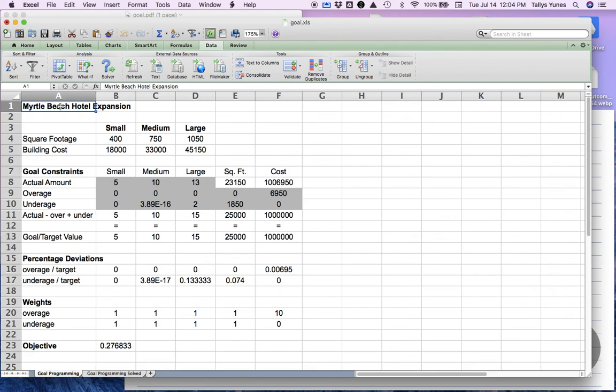All right, this is pretty much the key parts of goal programming that I wanted to touch upon with you.